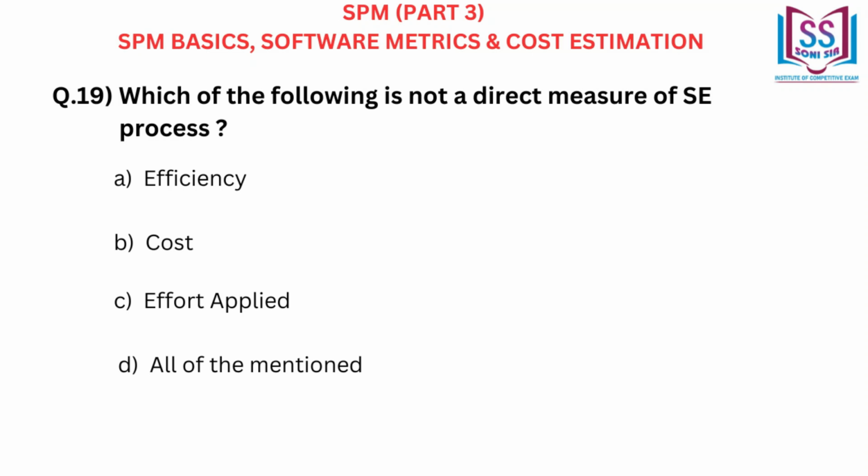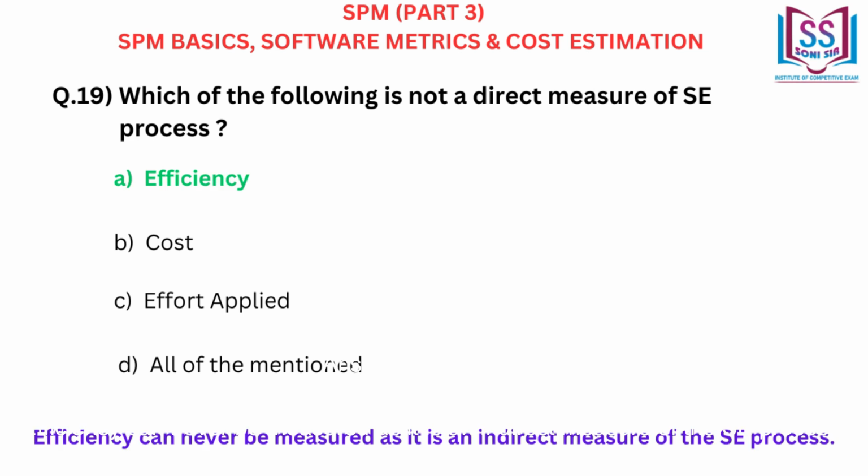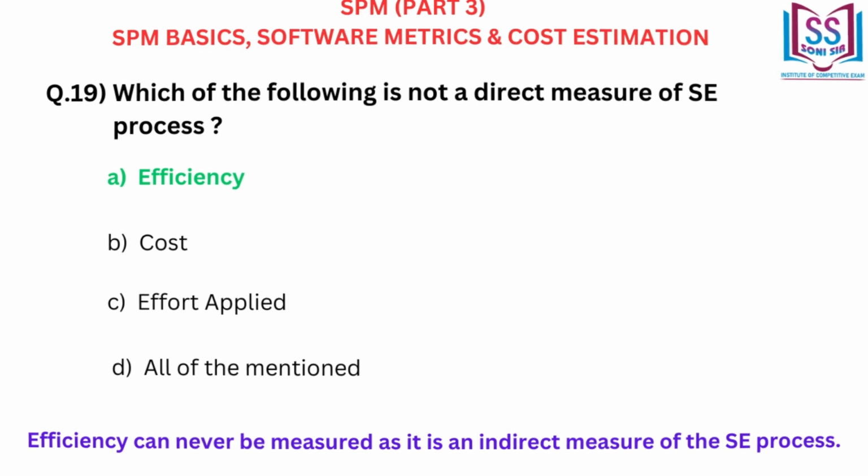Which of the following is not a direct measure of the software process? A. Efficiency. B. Cost. C. Effort applied. D. All of the mentioned. Answer A. Efficiency. Efficiency can never be measured directly as it is an indirect measure of the software process.